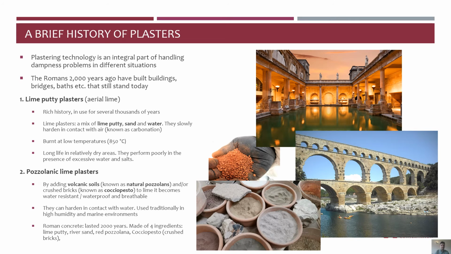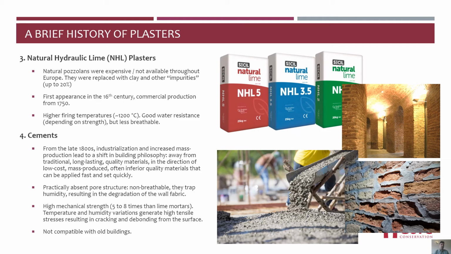Going further in history, because the original natural pozzolans from Italy were expensive or not available throughout Europe, they were replaced with other materials such as clay and other impurities, up to about 20% of the volume. And that's how the natural hydraulic lime, or NHL, plasters were born. The hydraulic aspect means that these also can harden in the presence of water. These first appeared in the 16th century. However, the commercial production started around 1750.